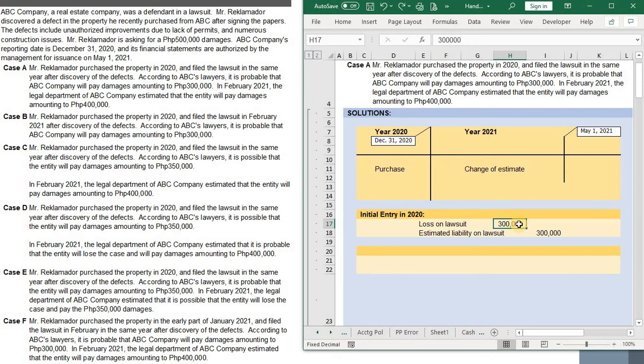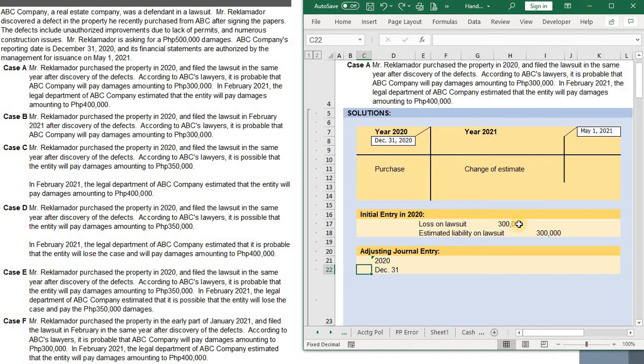Then in February 2021, they revised their estimate from 300 to 400,000 pesos. So the best estimate in 2021 is no longer 300. So the best estimate is now at 400,000 pesos. And since this is an event after the reporting period, and this is related to the condition or the event in 2020, which is the purchase made by Mr. Reclamador, so we need to prepare an adjusting journal entry. So you're going to prepare the adjusting journal entry to update the estimated liability on lawsuit that we have recorded. So that will be made on December 31, 2020.